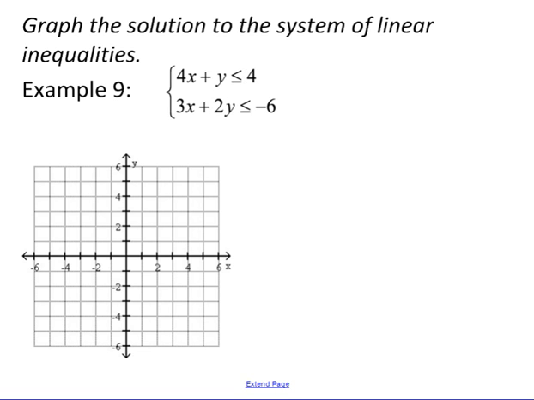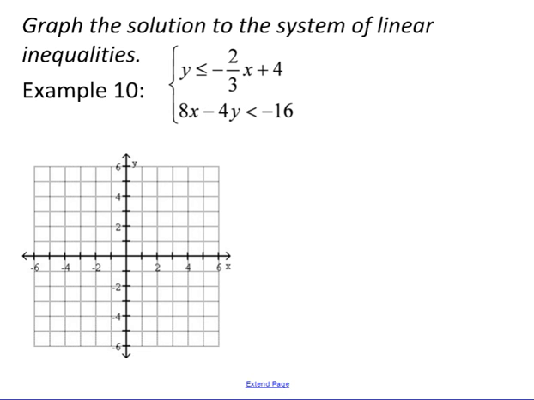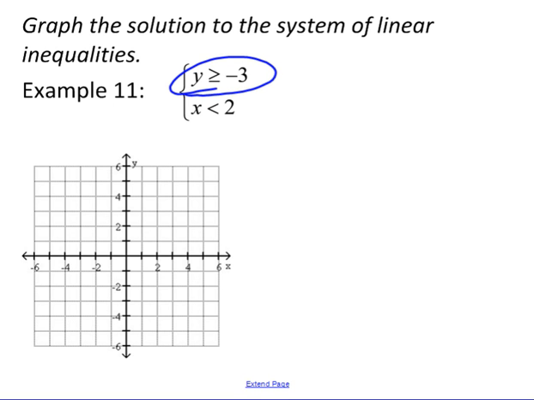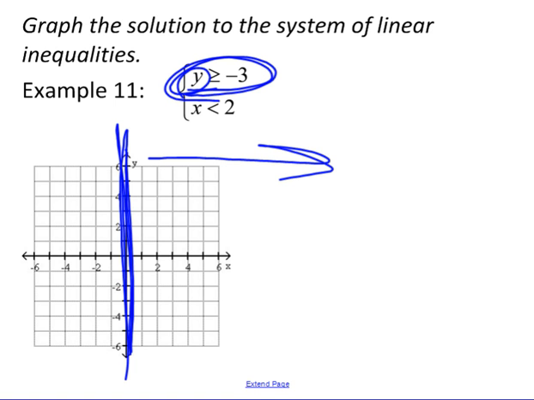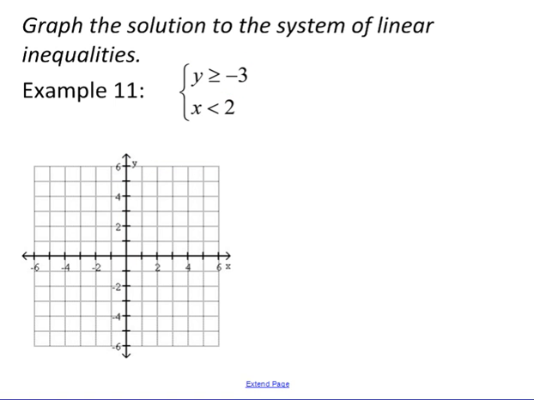Let's take a look at example 11. Here we go. Y is greater than or equal to negative 3. Notice all I have is a y. I don't have an x and a y. That means it's either going to be a horizontal or vertical line, just depends. Since my y-axis goes like this, then y equals is going to go like this. It's going to be horizontal. So my y equals is going to be horizontal.